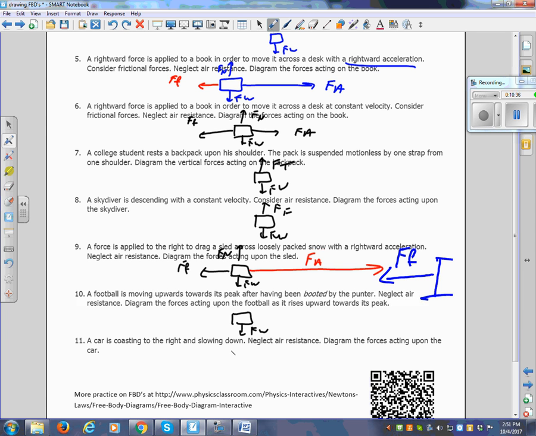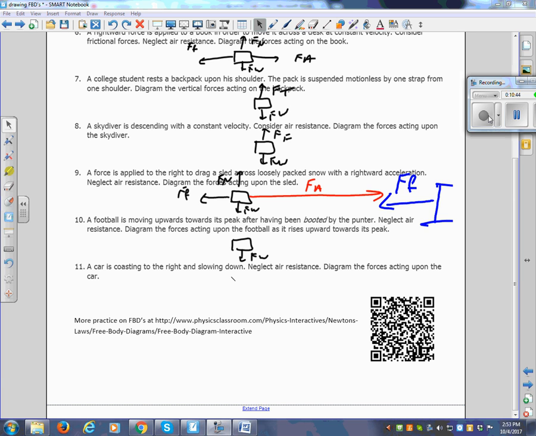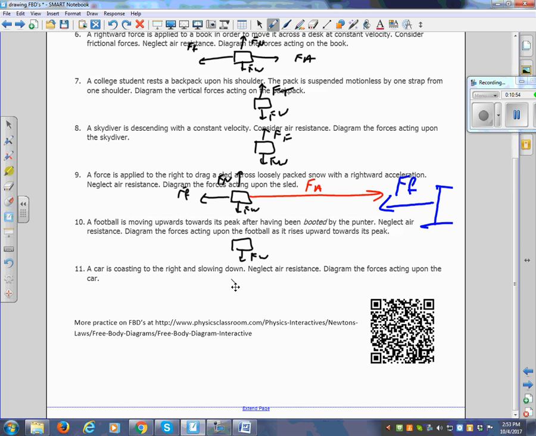Sorry. If I apply a bigger force, it goes farther, right? But the diagram is still the same. The car is coasting to the right and slowing down. Neglect air resistance. So you would have no acceleration, right? Well, that's not true. You'd have the weight force down, you'd have the normal force, and it's slowing down, so it would be a friction force that would be slowing it down, right? So it would actually have a net force that would be slowing it down.